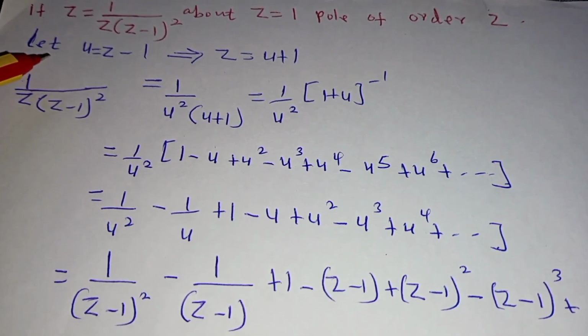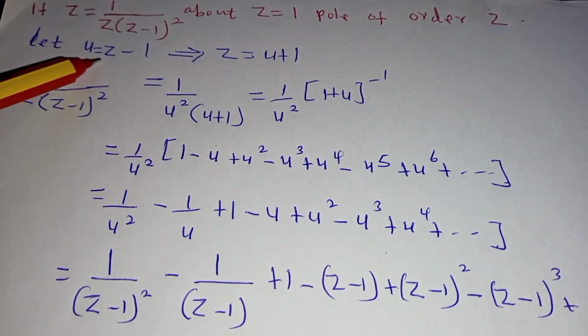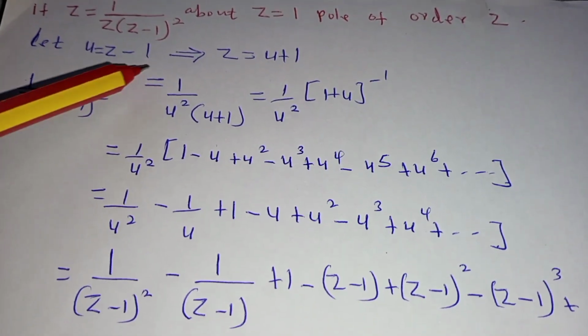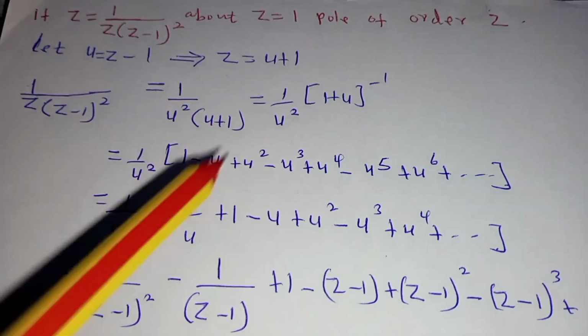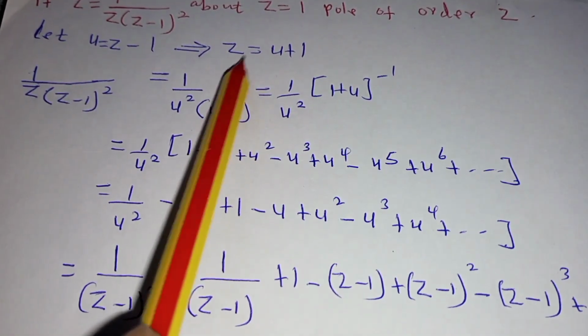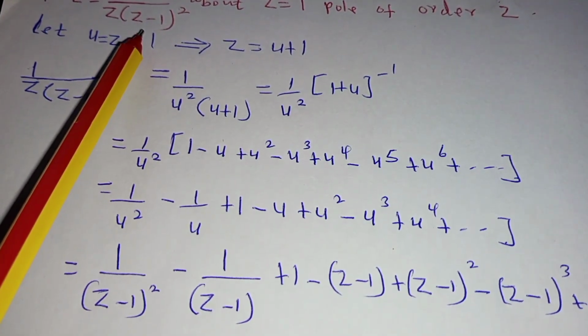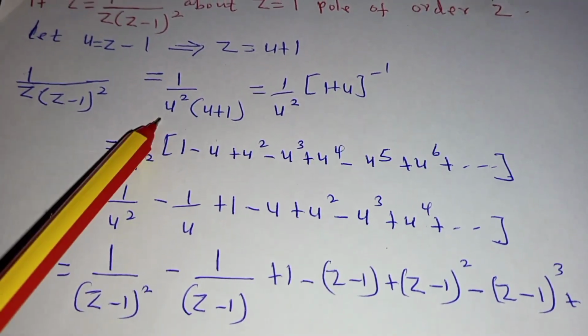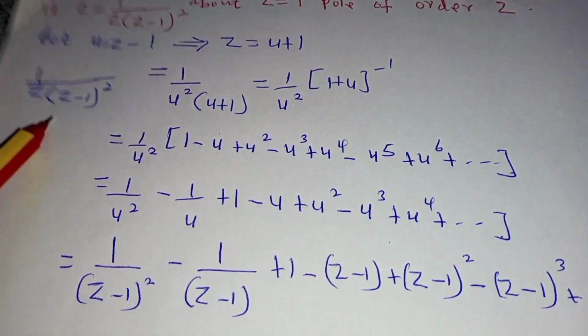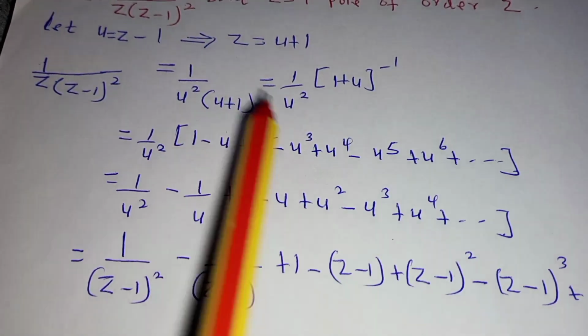The first thing we are going to do is to let u be equal to z minus 1. So that now we take 1 to the other side to obtain z is equal to u plus 1. And we come back here and substitute it. Instead of z minus 1, we substitute it with u and we square. Instead of z, we substitute it with u plus 1.